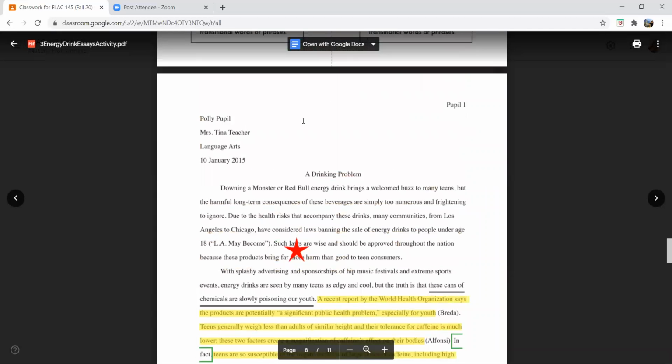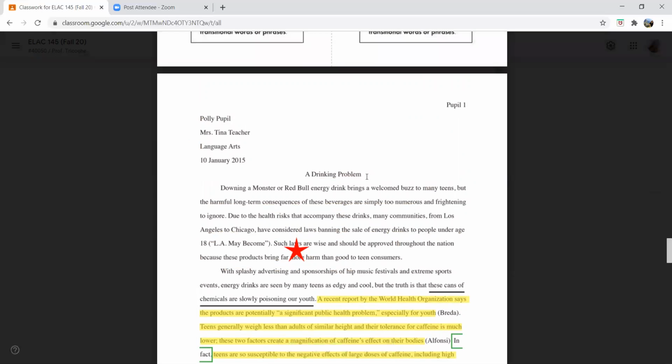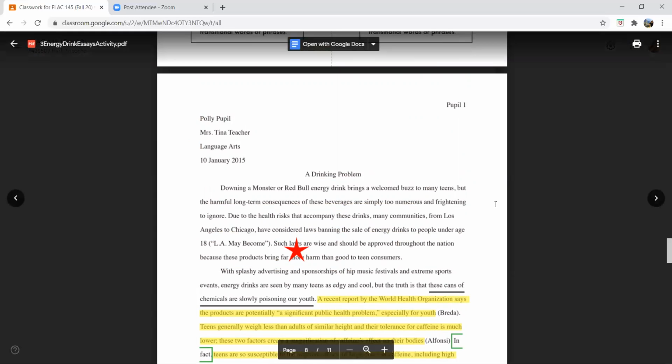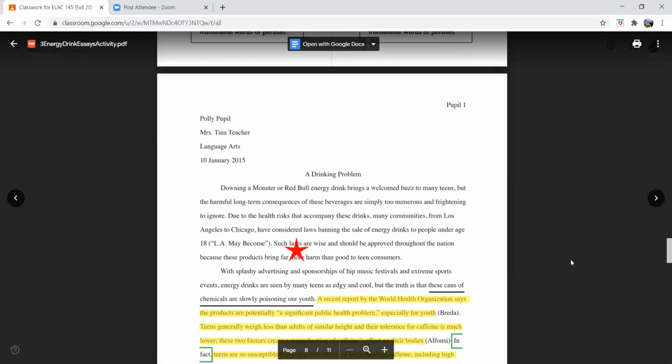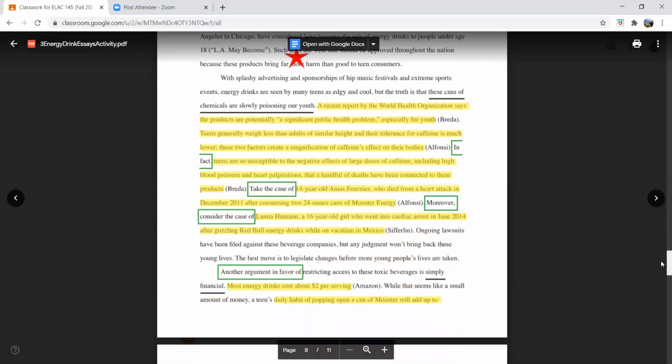Starts with a MLA format and a clear, unique title. They kind of tell us a little bit of background information. Hey, I'm going to be talking about energy drinks. Have you guys heard of this? Boom. This is my claim. Agree with me. Let's ban energy drinks.